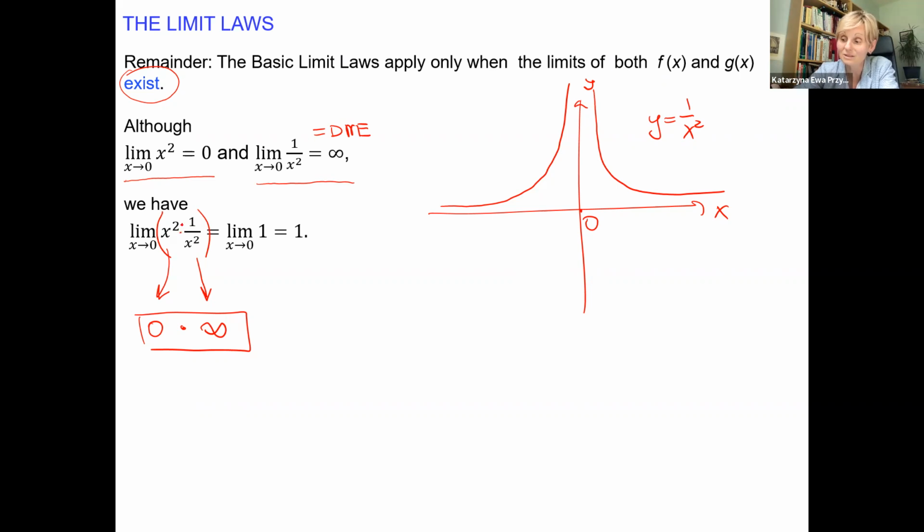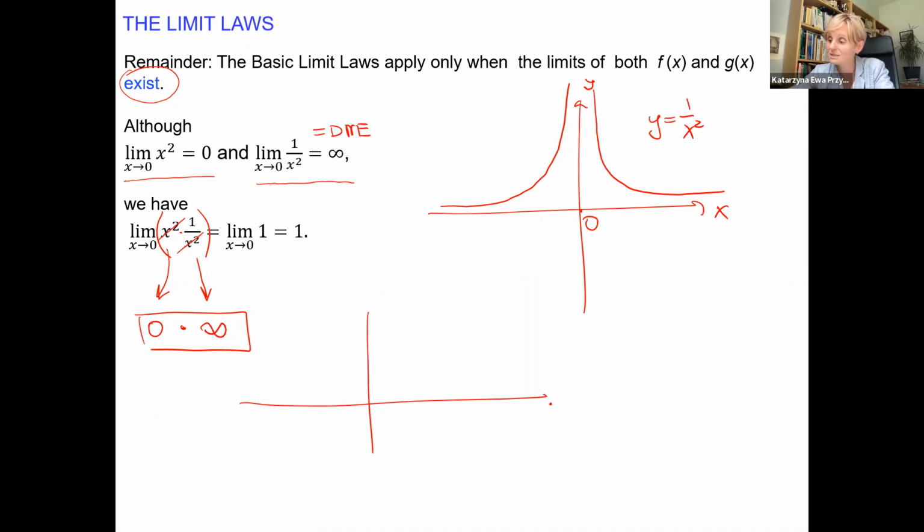We can do the arithmetic. We can divide, simplify x squared, it's 1, the limit of a constant is the same constant, 1. So the limit as x goes to 0 of 1 is 1. Okay, and we can see it has nothing to do with 0 times infinity, and suddenly we have 1. So we have to be careful.